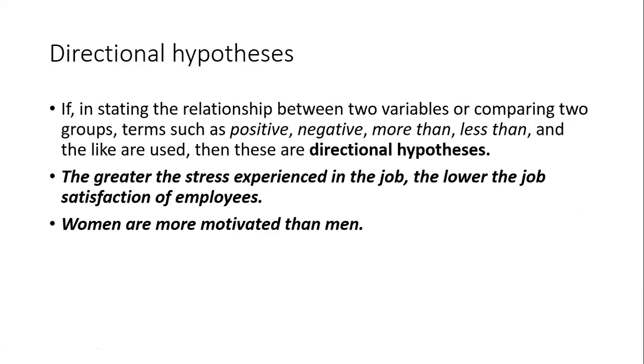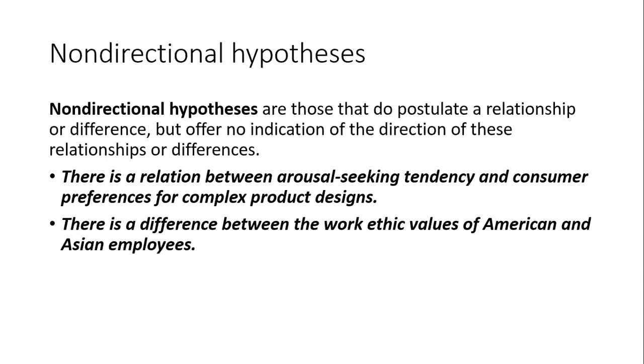Details you can read, or further description you can read through the book, ठीक है। The directional hypothesis: there are two types of hypothesis which I told you before. One is directional, one is non-directional. First, discuss the non-directional hypothesis. What is a non-directional hypothesis? Non-directional hypotheses are those that do postulate a relationship or difference but offer no indication of the direction of the relationship or differences. क्या मतलब कि there is nothing clear in that. What is the nature of the relationship? Either they have the positive relationship or the negative relationship.